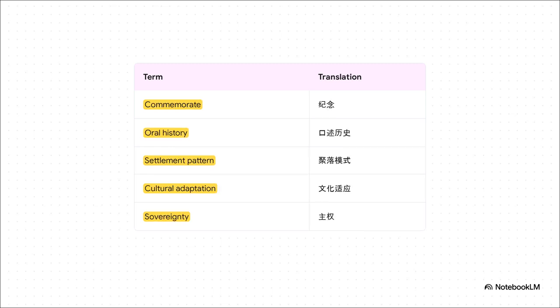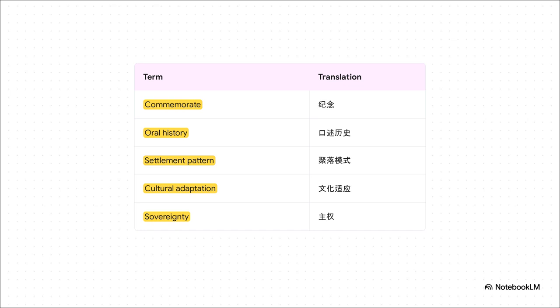Finishing up our history module here. Commemorate, 纪念. Pair this directly with Canadian holidays like Remembrance Day. Oral history, 口述历史. This term is key for understanding indigenous traditions that are often featured in complex reading passages.